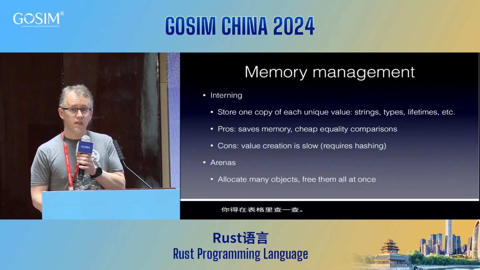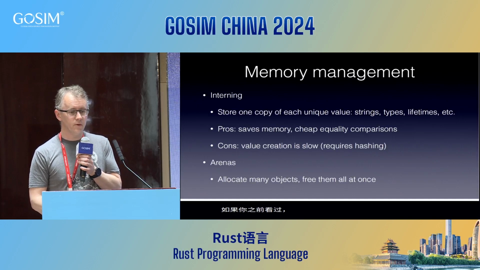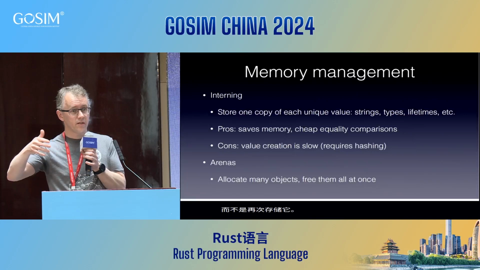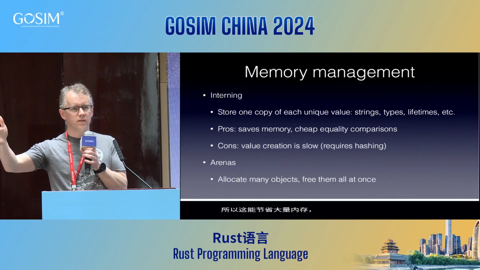The compiler also uses arenas, which is a memory allocation technique where basically you have a chunk of memory from which you can allocate lots of objects one at a time, and then you can free them all at once in a single operation.